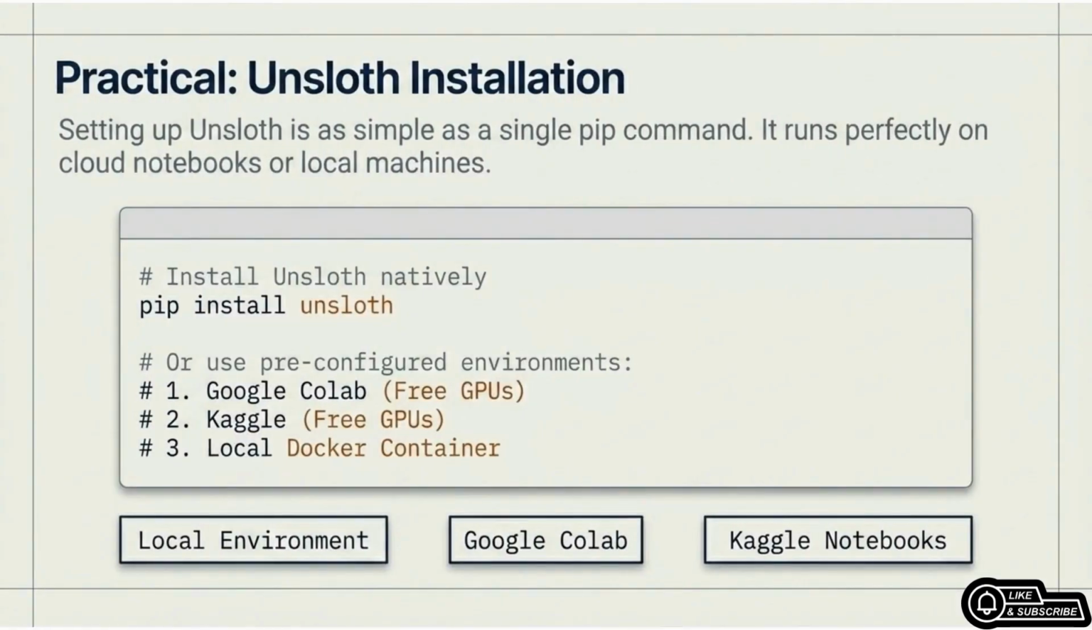Installing Unsloth is simple. In most cases, we can use a pip install command. It can run on local environments, Google Colab, or Kaggle notebooks. This makes it very beginner-friendly because we don't always need enterprise GPU infrastructure to start experimenting.